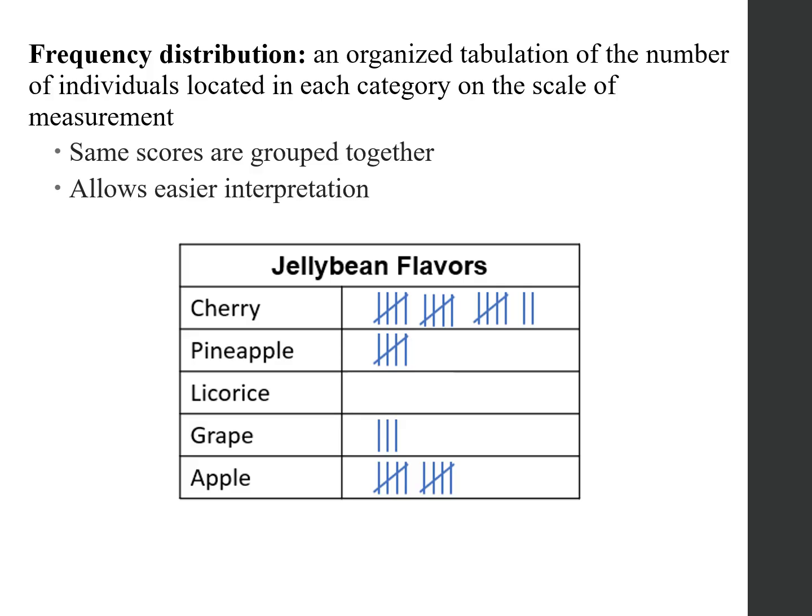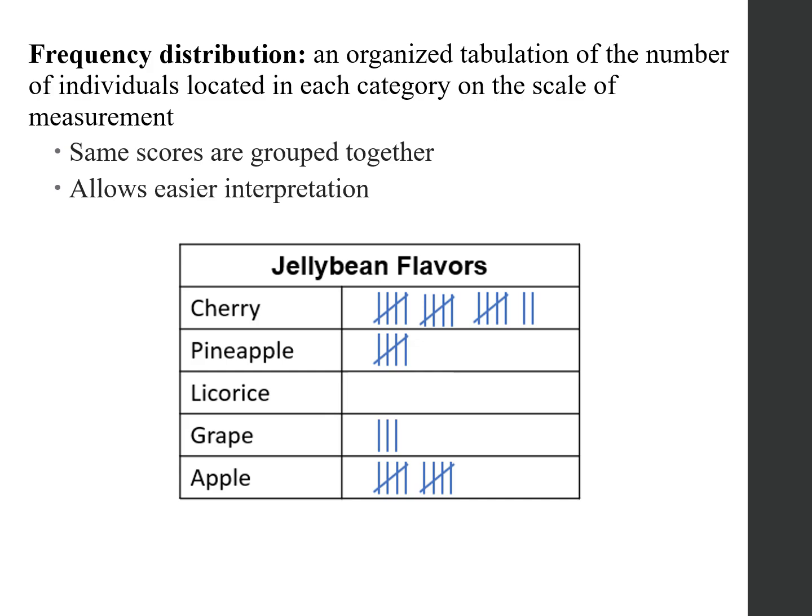The formal definition of a frequency distribution is an organized tabulation of the number of individuals located in each category on a scale of measurement. I personally like to think of frequency distributions as being a fancy tally system. The simplest version would be something like this, where you have a tally of each person's favorite jelly bean flavor. And you can see that in this example, cherry won with the vote being 17 people's favorite.